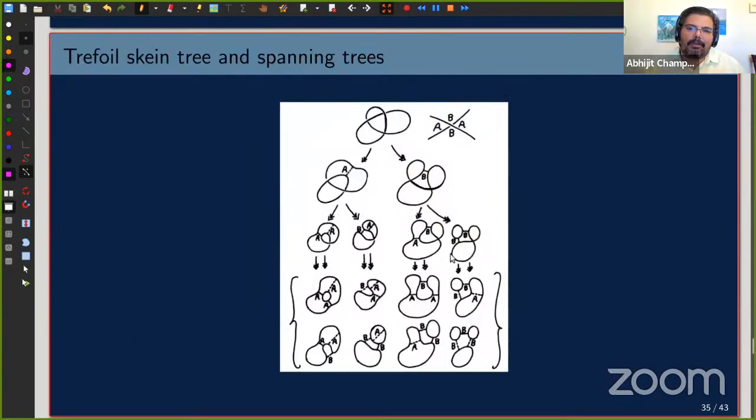So here is an example of just the skein tree for the trefoil. And where we stop here is one twisted unknot. Here is another twisted unknot, and here is a third twisted unknot. So these are the three spanning trees, and of course there are three spanning trees. This is just a triangle graph. This is a triangle graph. And so there are three spanning trees, and this corresponds to these three twisted unknots.